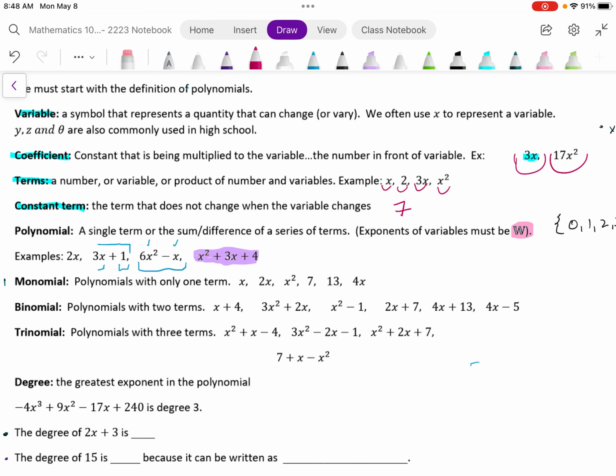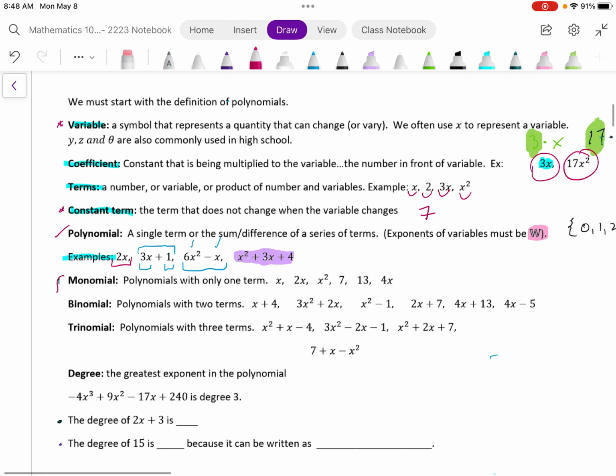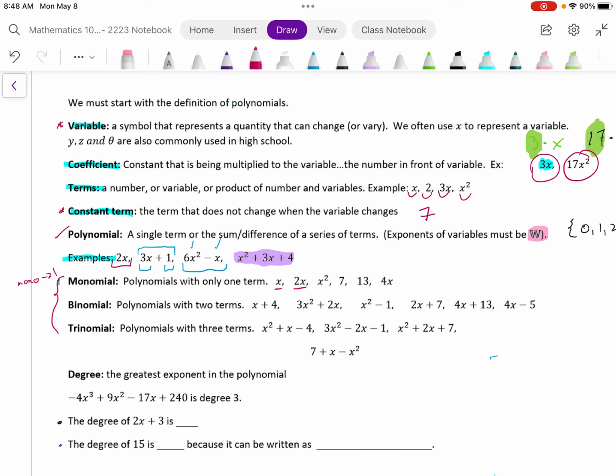So now I'm going to focus on the types of polynomials. This is our classification system, and it signifies how many terms they have. Monomial: mono means one. A polynomial with one term is called a monomial. x, 2x, x squared, 7, 13, and 4x are all monomials because they have one term.